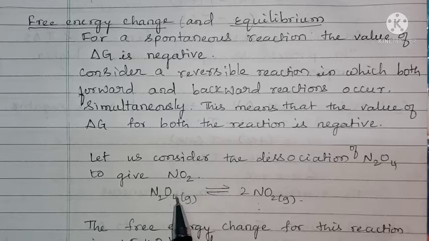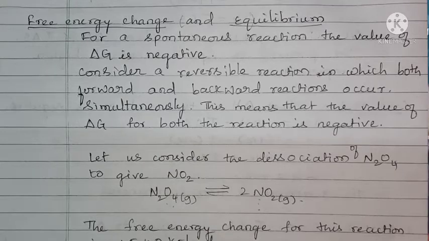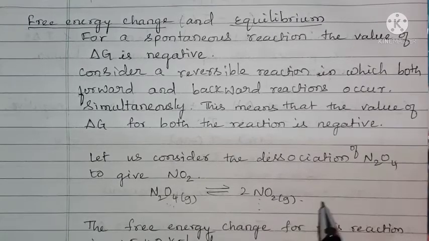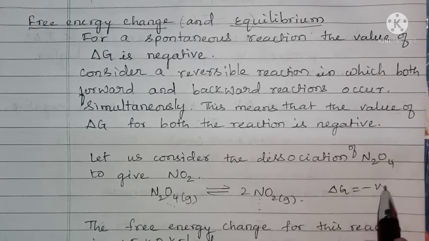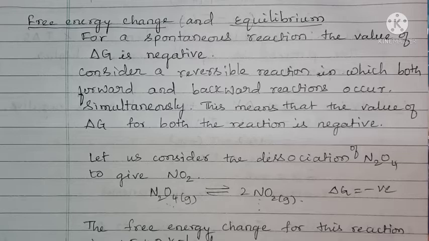It means decomposition of N2O4 is possible. At the same time, combination of NO2 is also possible. Means they are occurring simultaneously. When they are occurring simultaneously, their delta G value must be negative. For example, for the forward reaction, that is N2O4 converts to NO2, delta G value must be negative. If delta G value is not negative, then the reaction is not going to proceed. This is the condition.